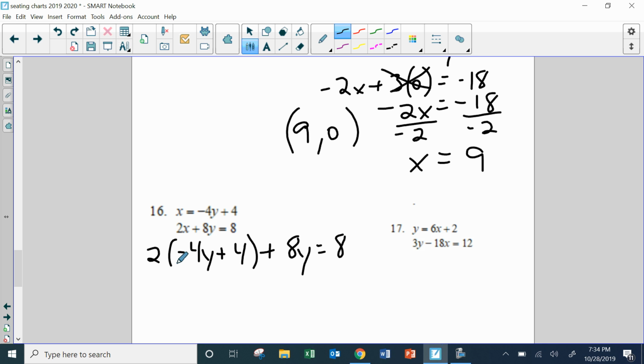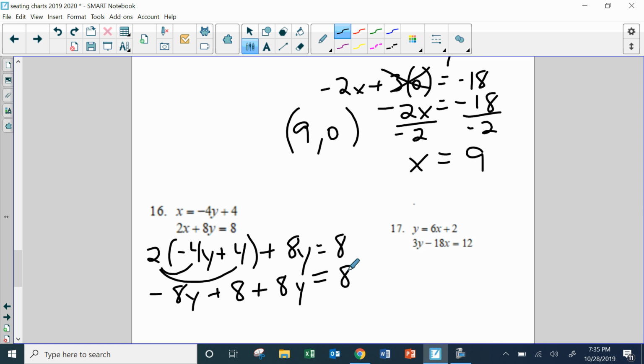So I'll do the distributive property. So my distributive property is to multiply this times that, and then this times that. So 2 times negative 4y is negative 8y. 2 times 4 is 8. And then that's plus 8y equals 8.